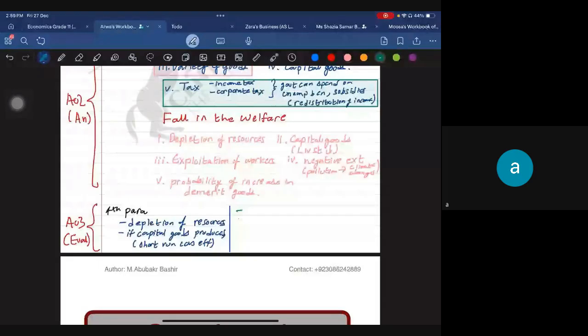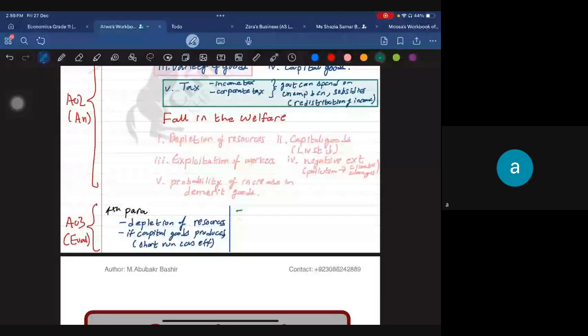Yes, a long-term effect. Because of the negative externalities, there can be a long-term effect on the health of the citizens as well. This is a good point. So that's basically how I would frame this question.